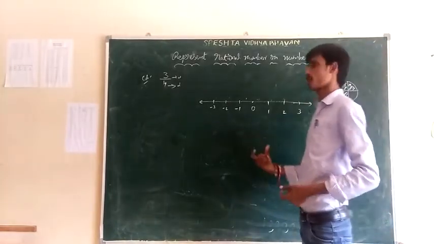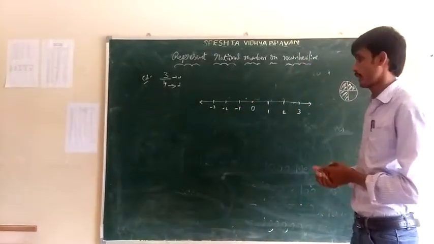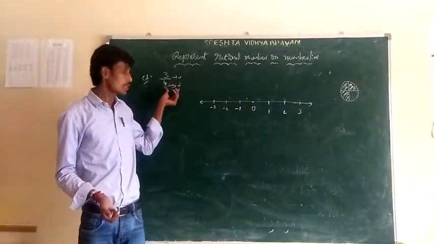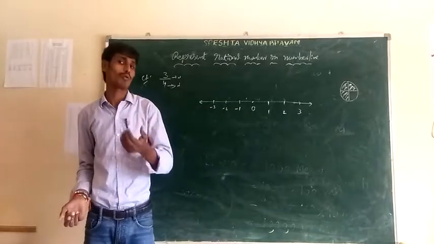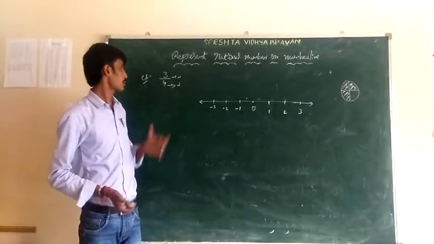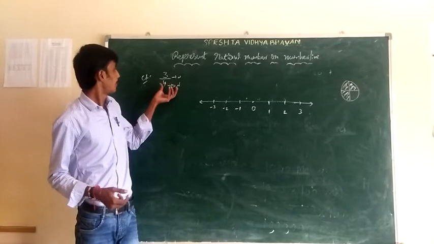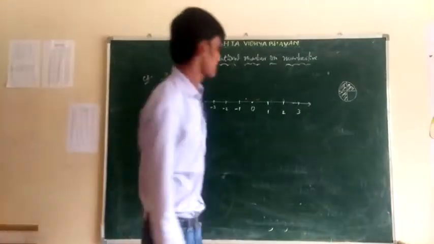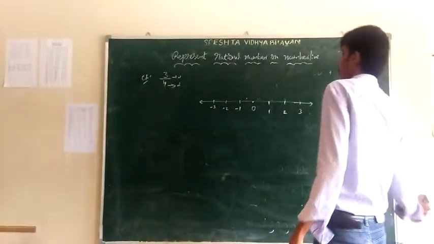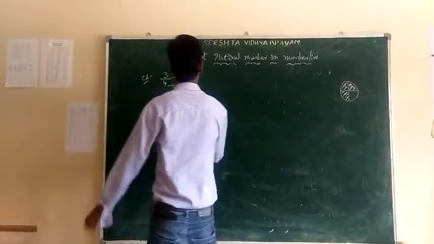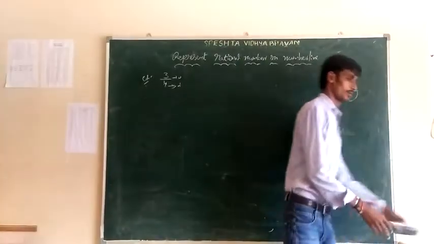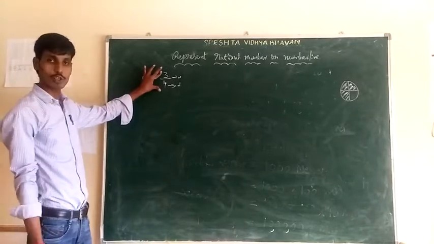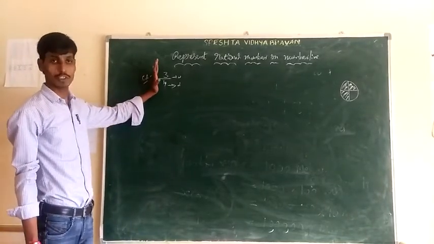Now we represent 3/4 on a number line. Do all of you understand? The denominator indicates the total parts, and the numerator indicates how many parts you require. So the total parts, indicated by the denominator, is 4. Here 3/4 is the rational number represented on the number line.